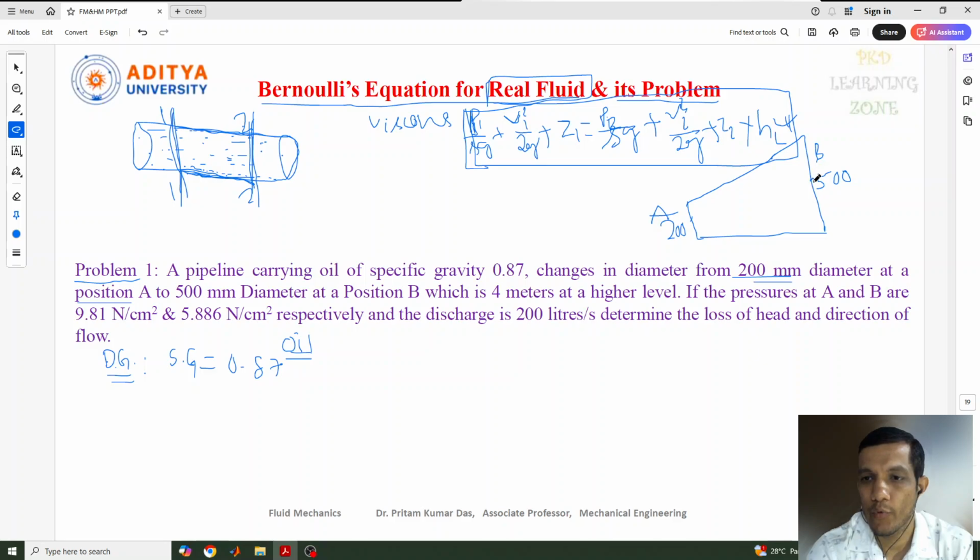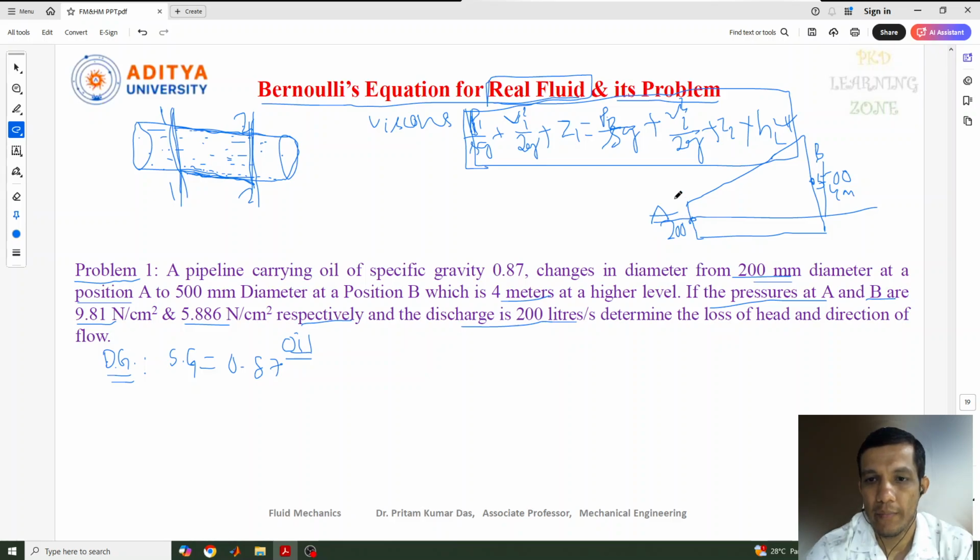Suppose this is our datum line. So from this point, the height should be 4 meter. That means in such a way we need to keep the pipe. Next, if the pressure at A and B are 9.81 Newton per centimeter square and 5.886 Newton per centimeter square respectively, then the discharge is 200 liter per second.